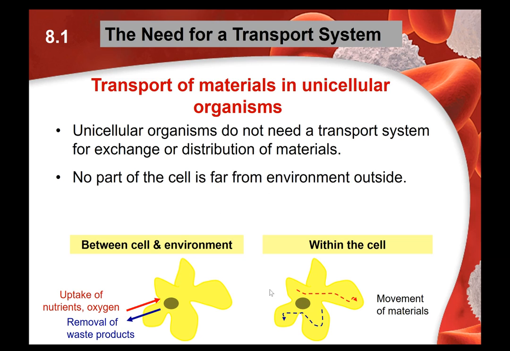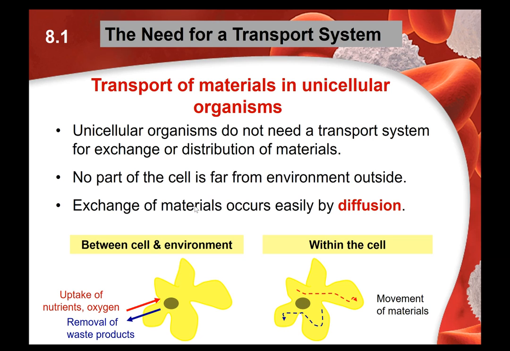And then upon diffusion into the cell, the materials can circulate within the cell easily, because it's only one cell thick. Mainly the exchange of materials occurs easily by diffusion. So they can just rely on diffusion and simple osmosis to actually get whatever they want, via diffusion or osmosis, for a unicellular organism.